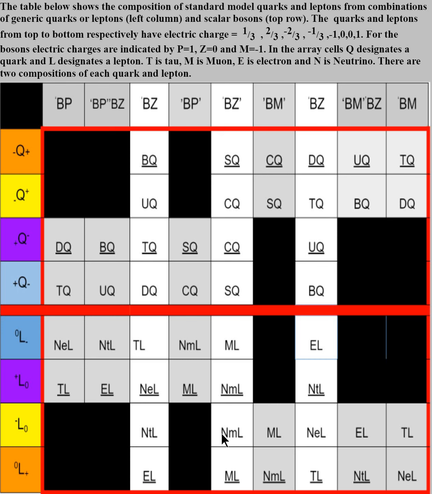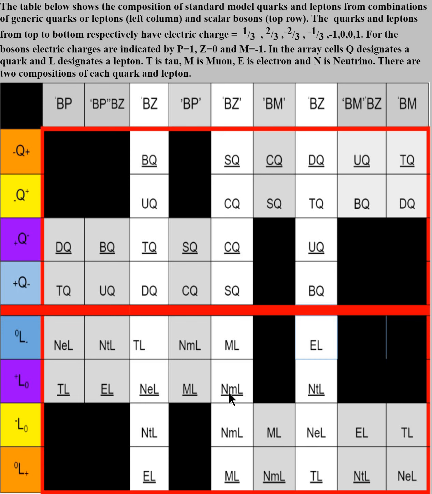And then we have the muon neutrino, which now is being composed with a boson 0 and a generic 0 lepton, leaving again a 0 electric charge here on the muon neutrino with its prime property for its second generation inclusion being provided by the scalar boson.